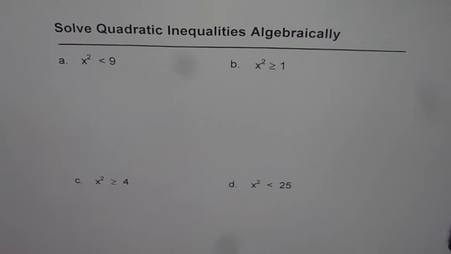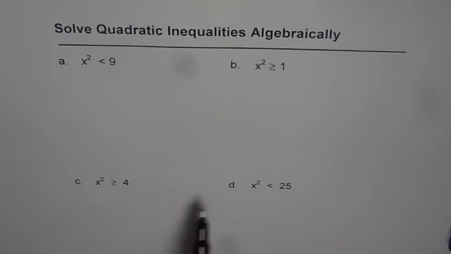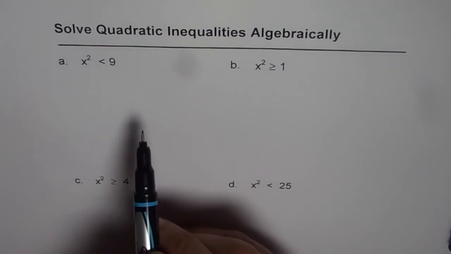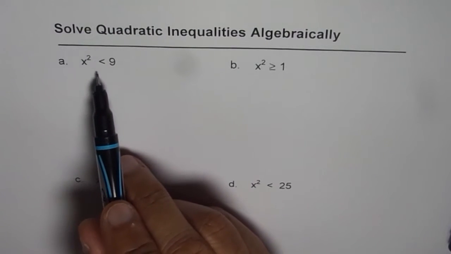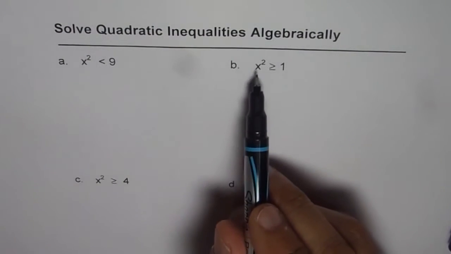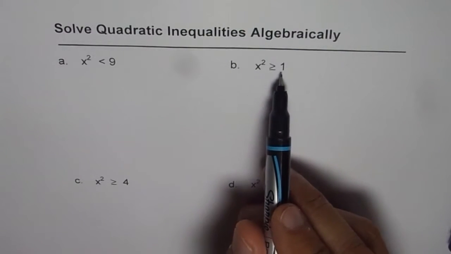Let us understand how to solve quadratic inequalities algebraically. We have 4 different questions here. I'll do 2 of them and leave C and D for you to do. Now, parts A and B: we have the quadratic inequalities with parent function x squared, which is less than 9, and then x squared greater than or equal to 1.